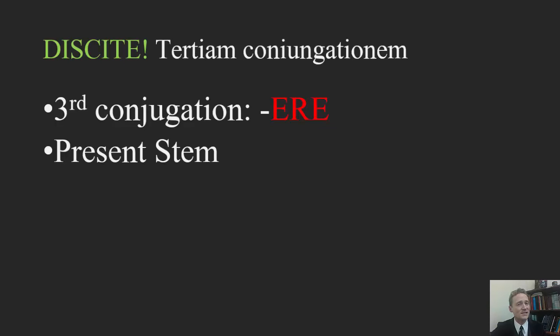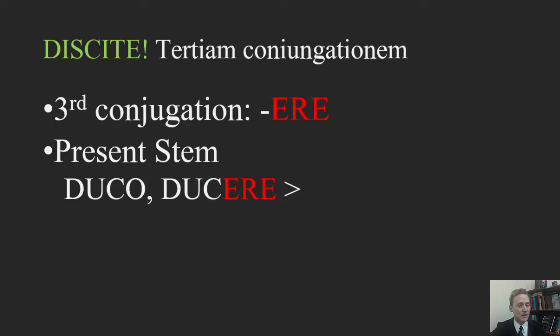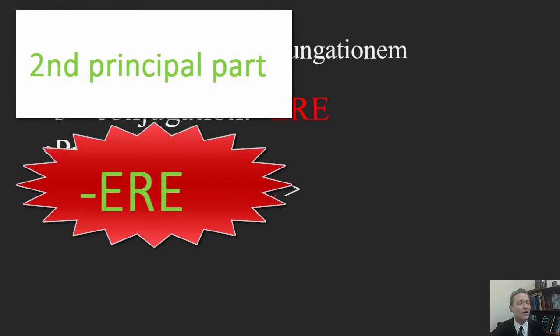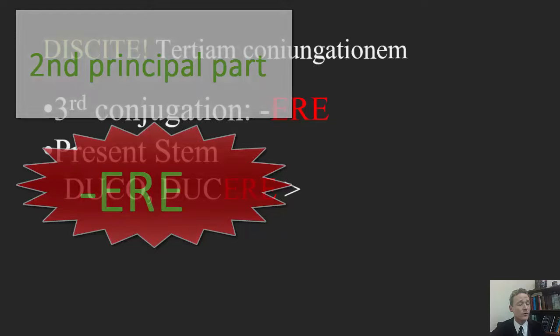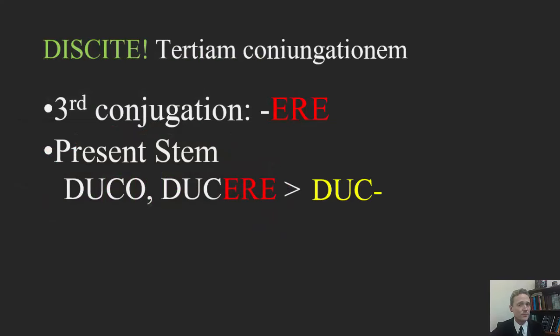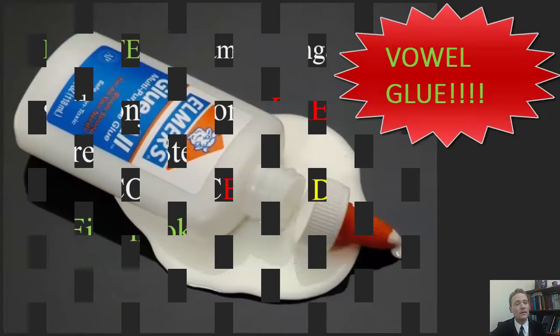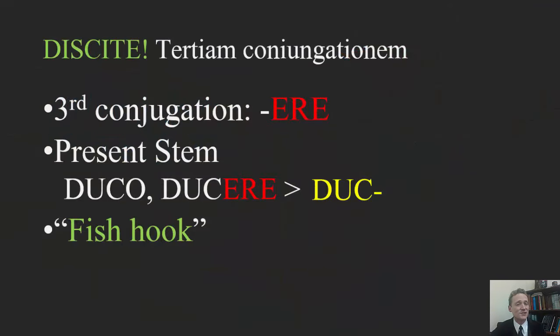So let's talk about how to find the present stem, because it's a different rule. You'll want to be sure to write this down. To find the present stem of a third conjugation verb, you go to the second principal part and you drop ere, which in the case of duco, ducere leaves you with duc. To form the present tense from this verb, we must add what I like to call vowel glue. That is the fishhook. It's so called because that vowel glue that we have to add is going to be an extra I and a U.